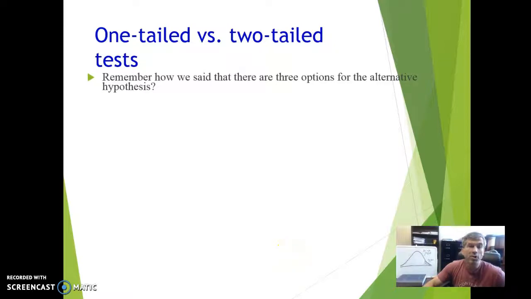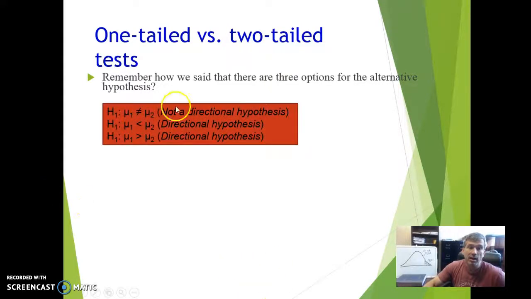So remember how we mentioned in the last video that there are 3 possible alternative hypotheses. Again, we have a non-directional hypothesis, which just says there's some kind of a difference between the population means, but we don't say what. Then we have 2 directional hypotheses. Maybe mu1 is less than mu2, maybe mu1 is greater than mu2. And we talked about how that affected the alternative and the null hypothesis.